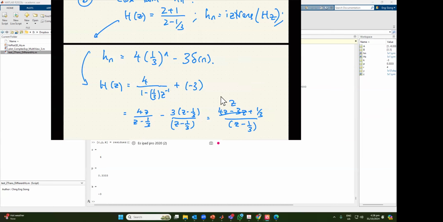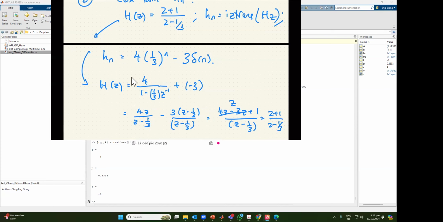Did I make a mistake again? Oh, of course I made a mistake. 3 times minus 1/3 is plus 1. So on top is Z plus 1, Z minus 1/3.